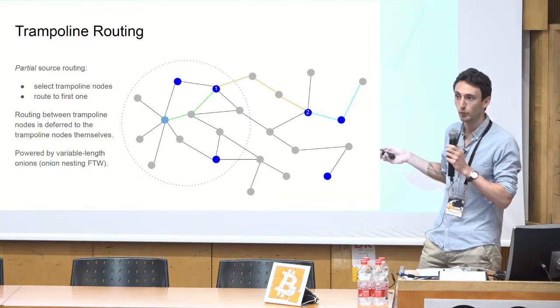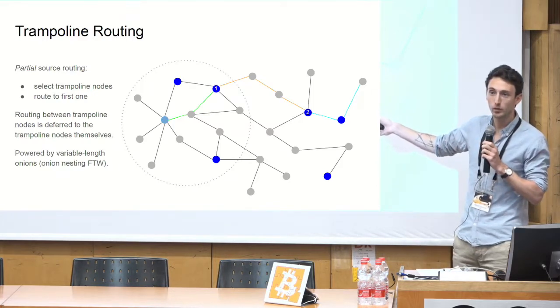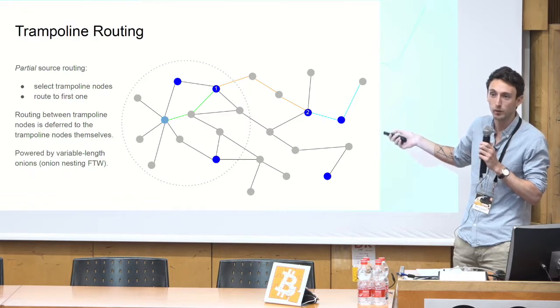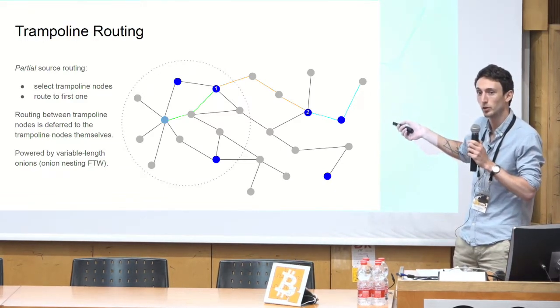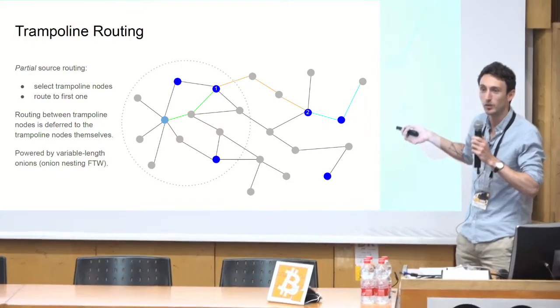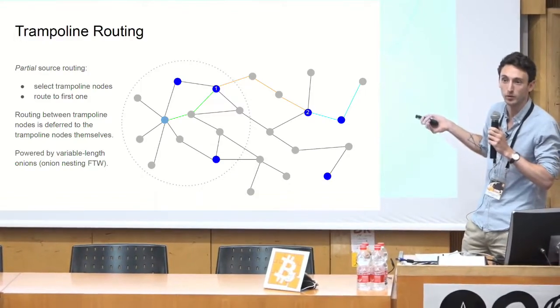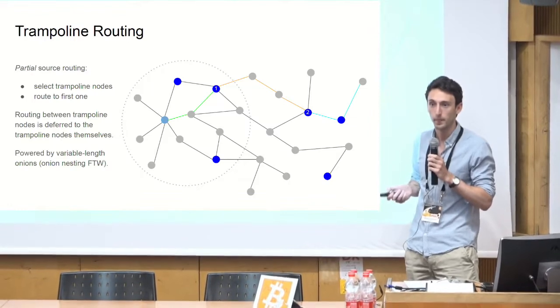Because if you route through only one, that means that guy here, if he knows there's only one trampoline node, he knows that the next guy is the recipient. So you're leaking the recipient to that trampoline node. If you can use more than one trampoline node, that means the anonymity set makes this guy not sure that the next node is a recipient or a next trampoline node. That improves the privacy, basically.